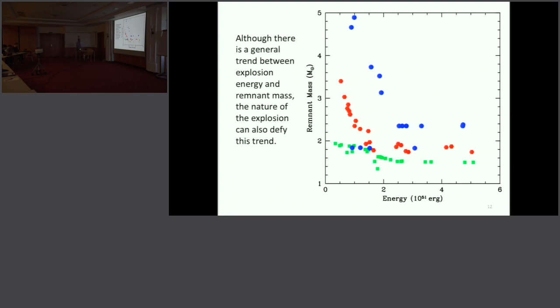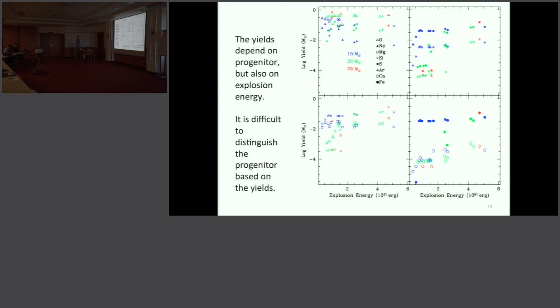So we can look also at this. I apologize for this plot beforehand. It's a mess. But here are yields of a set of elements. The open triangles are oxygen. The closed triangles are neon. The open squares are magnesium. The X's are silicon. The closed squares are sulfur. Then I have argon in the star. Calcium is the open circle, and iron is the closed circle.